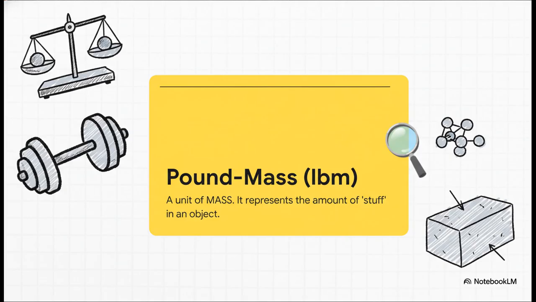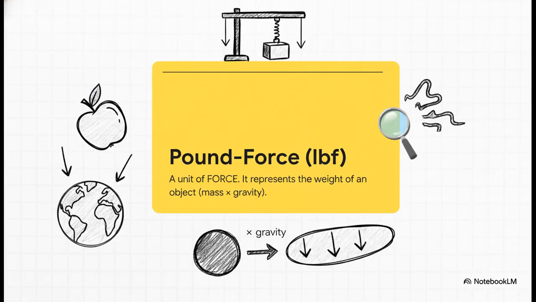First up, we have the pound mass, or lbm. Now, this is a true unit of mass. It's a measure of how much stuff an object is made of. Your mass is the same whether you're standing on Earth or jumping around on the moon. And then we have the pound force, or lbf. And this is critical. This is not mass. This is a unit of force. To be specific, it's the force of gravity pulling on an object, what you and I would just call its weight. And of course, your weight changes depending on where you are. Mass and force are two fundamentally different things.